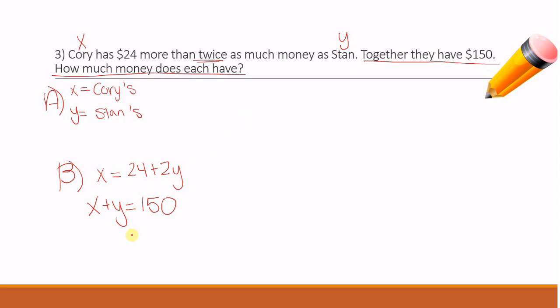That's pretty much what they're saying. Together they have $150. So now I need to go to my solving phase. I already have X solved for, so why don't we just plug it into the bottom equation? Wherever I see an X in the bottom, I'm going to put 24 plus 2Y, and then add on Y equals 150, so I finished the rest of my bottom equation here. Looks like I got some Y's to combine. I have a 2Y and a Y, so let's add those together and get myself a 3Y.